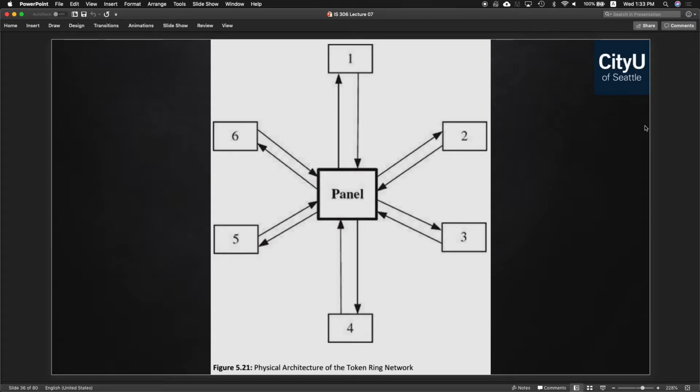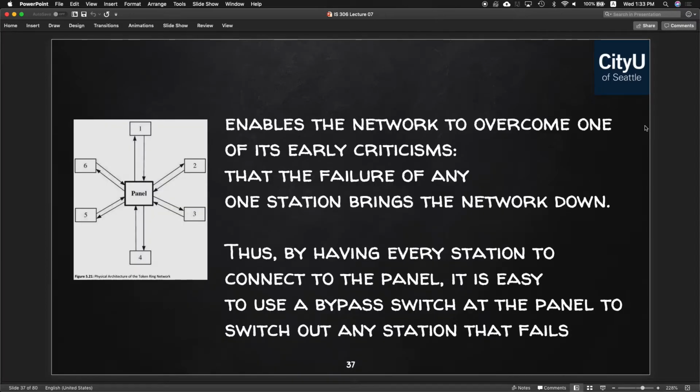The physical architecture of the token ring network enables the network to overcome one of the early criticisms of the hub, the star topology, that the failure of any one station brings the network down. With every station connected to the panel, it's easier to bypass the switch at the panel to switch out any station that fails. So this is switching rather than using the hub.